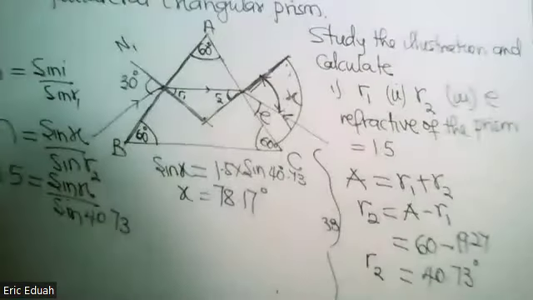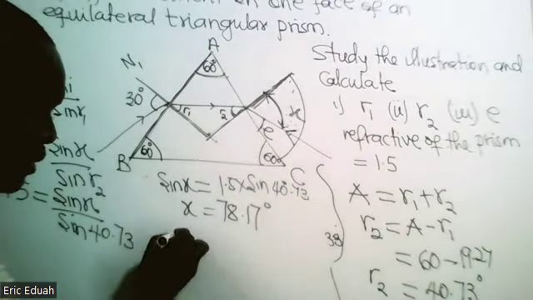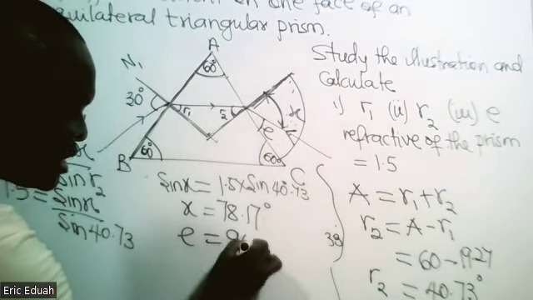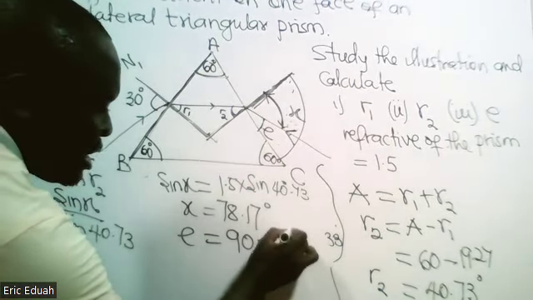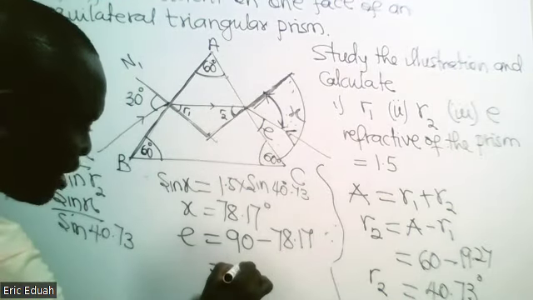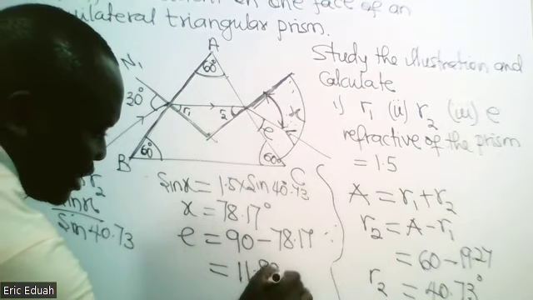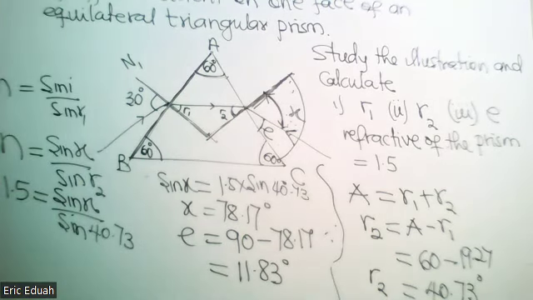So X, therefore, E is equal to 90 minus 78.17, which is 11.83 degrees. All right. There's another way out.